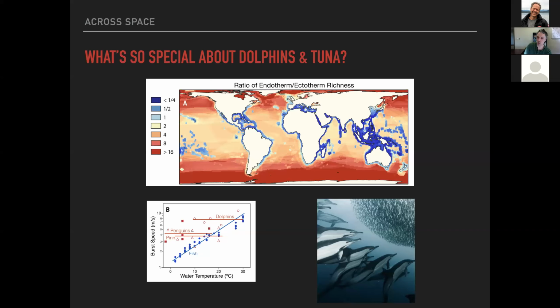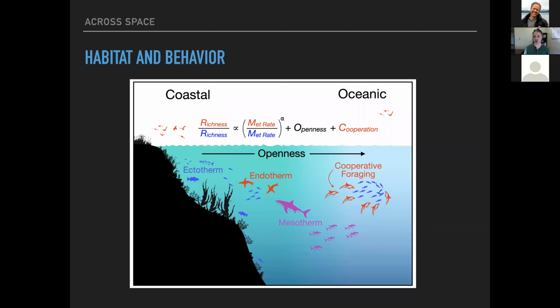They also work together to herd fish into a ball. If you have a fast-moving fish school, but you herd it together, condense it, and push it up to the surface waters where it can't move, you've effectively reduced the speed of your prey and made it easier to capture. So when we're trying to understand these big-scale patterns, there are two other key components that I'm working on incorporating now, one of which is openness.